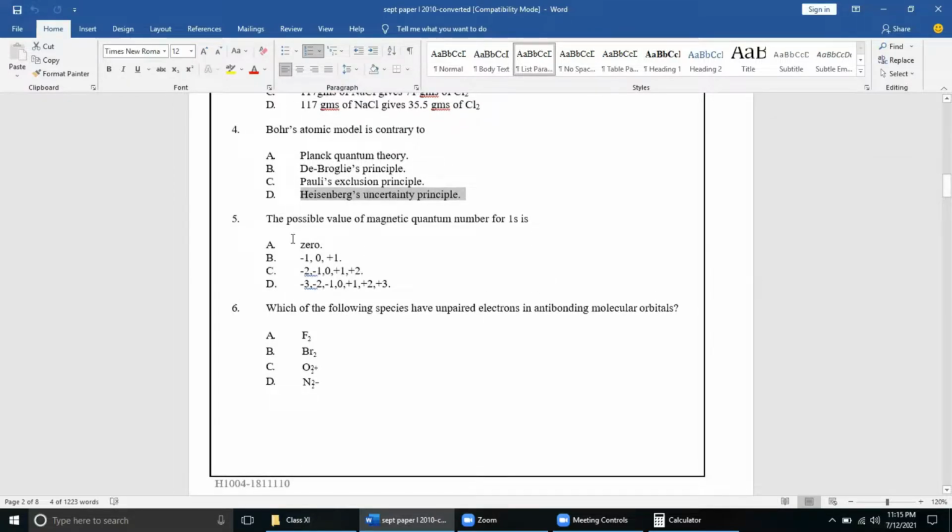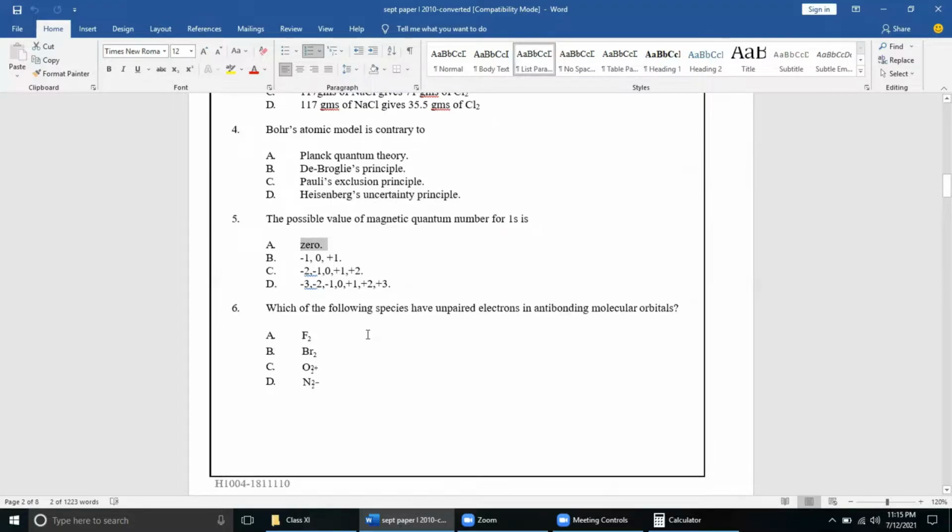Now number 5: the possible value of magnetic quantum number for 1s is. Magnetic quantum number is represented by m, and its values are integers of the azimuthal quantum number from minus L to plus L. This is 1s. For s, the magnetic quantum number is always 0, as the azimuthal quantum number is always 0. So 0 is the correct answer for this MCQ.